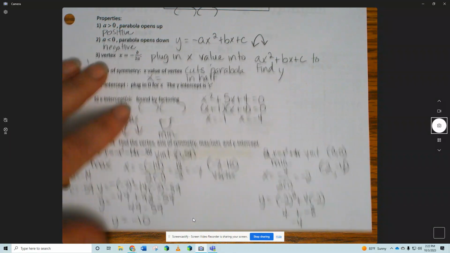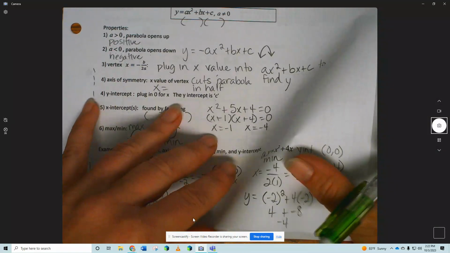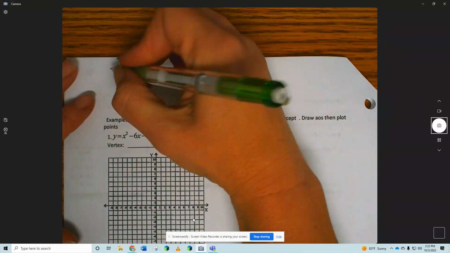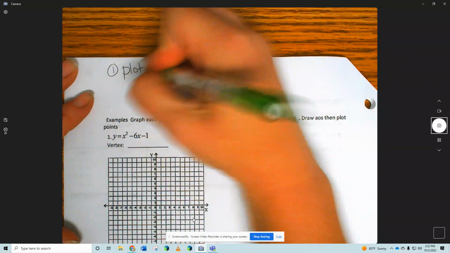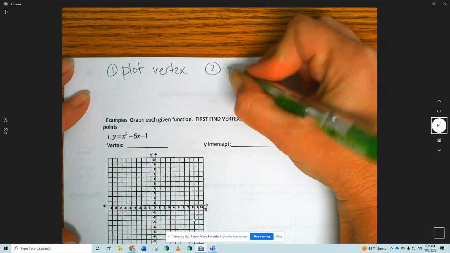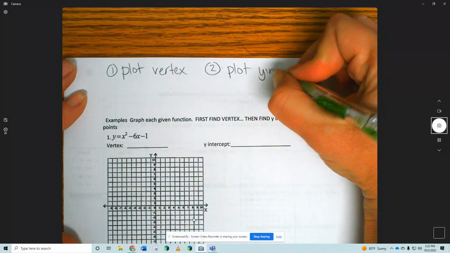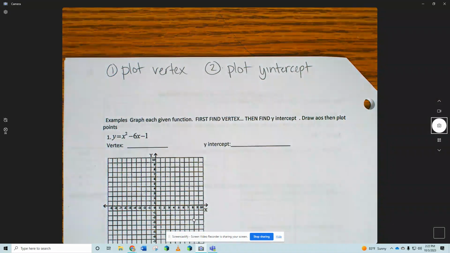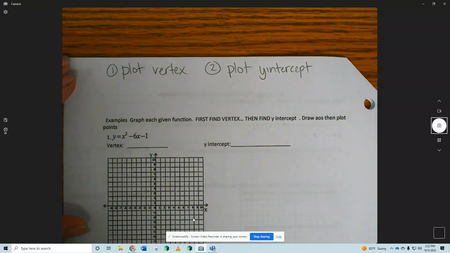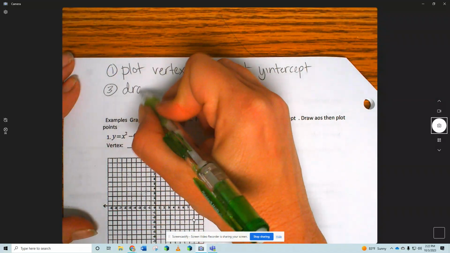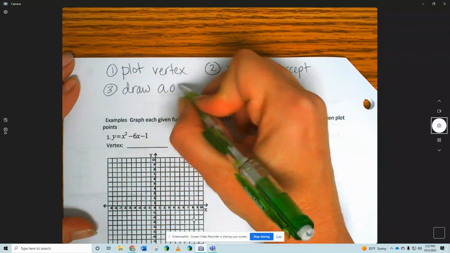Okay. Now I'm going to teach you a real shortcut way to graph. Here's what I need from you. You're going to plot the vertex. Plot the y-intercept. Draw the axis of symmetry. So let's start with that.